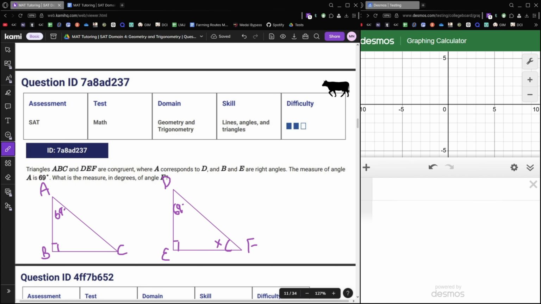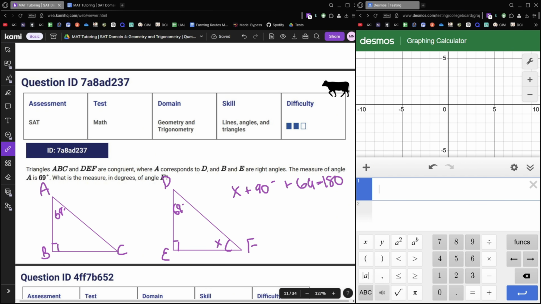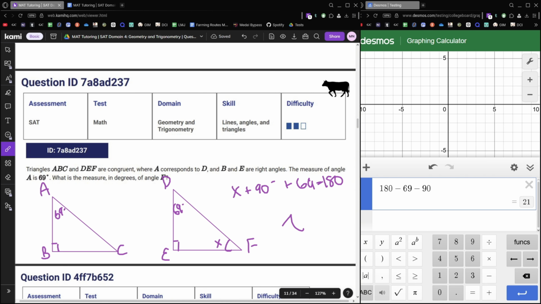Of course, you should know that all the angles in a triangle add up to 180 degrees. So if we look at our right triangle over here, wait, they're both right triangles. If we look at triangle DEF, we would have angle F, or just X, plus our right angle, 90 degrees, plus angle D, 69 degrees, and this is equal to 180. Now to solve for angle F, or X, we just need to subtract 90 and 69 from 180. And we get our answer would be 21 degrees.